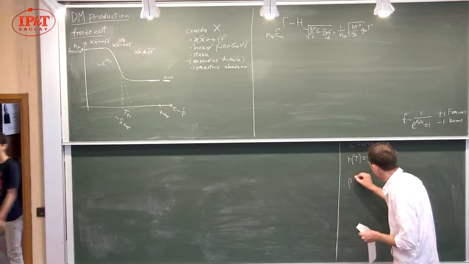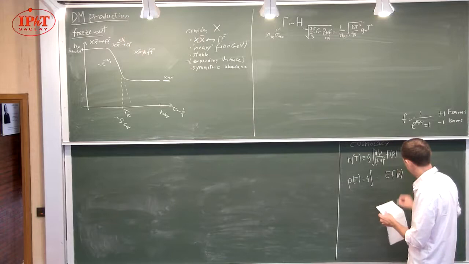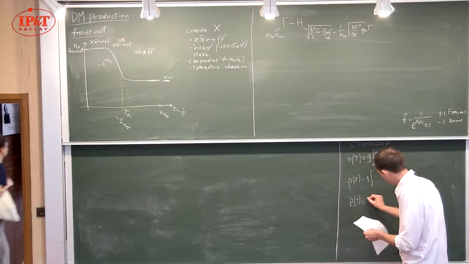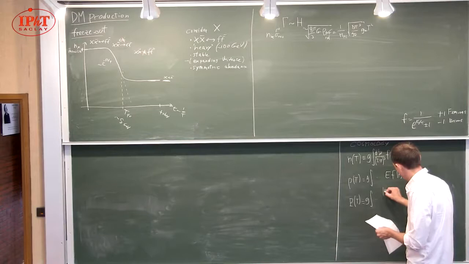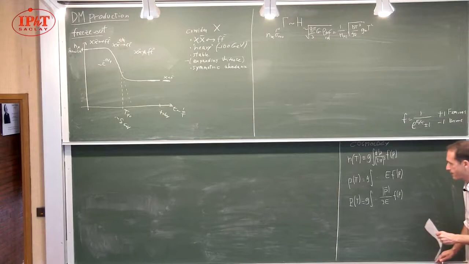The energy density of a particle at temperature T is just given by g again, and then this same integral, and then I have to integrate energy over the distribution. And finally, for completeness, I can also write down the pressure of a fluid at temperature T, which is g, same integral, momentum squared divided by 3E, f of p. Okay, so these are the standard formulas that you find in any cosmology book.